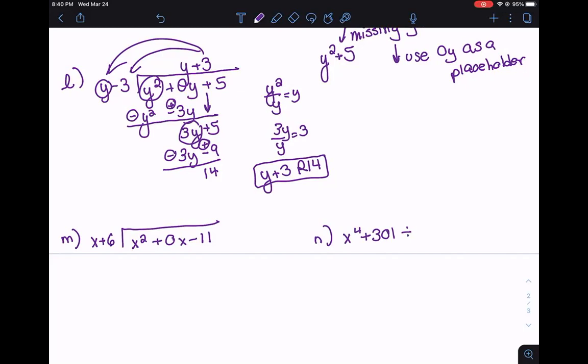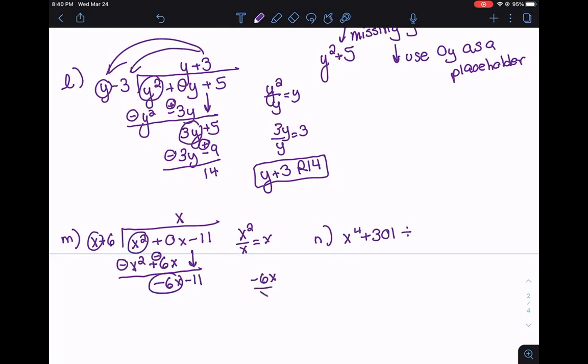So I put a 0x as a placeholder. So this is x squared divided by x again. X times x and x times 6. Negate, negate. So I have negative 6x minus 11.